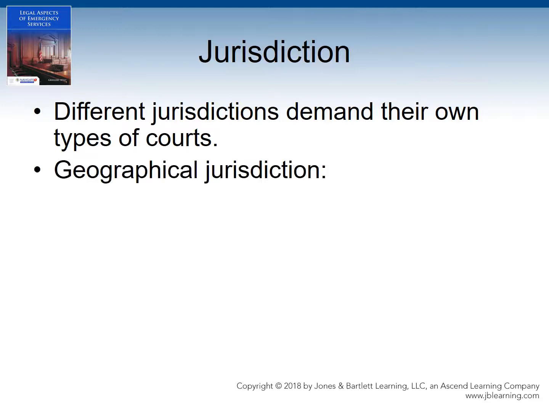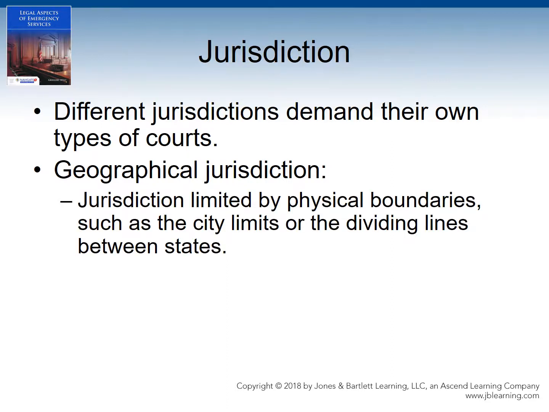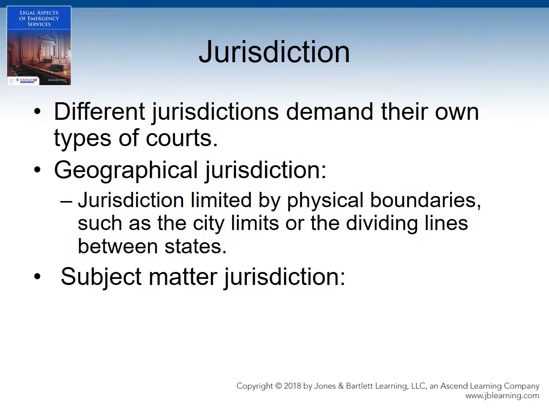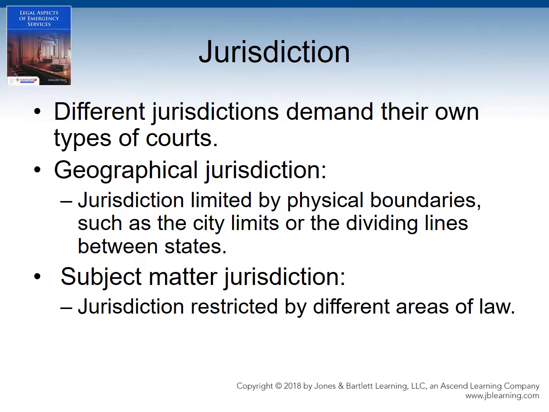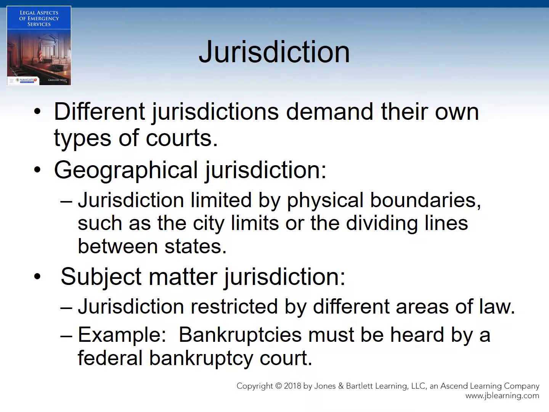of court. The first type of jurisdiction that determines the court to hear a case is geographical jurisdiction. This type of jurisdiction is defined or limited by physical boundaries, such as city limits for municipal courts or the dividing lines between states, given state-based court systems. The second type of jurisdiction relates to the subject matter related to the case at hand. This type of jurisdiction is restricted by different areas of law. One such example is bankruptcy, which must be heard by a federal bankruptcy court. Another may be the difference between a federal court or a state court given an alleged criminal violation of either federal law or state law, respectively.